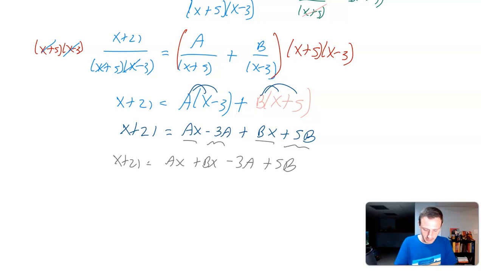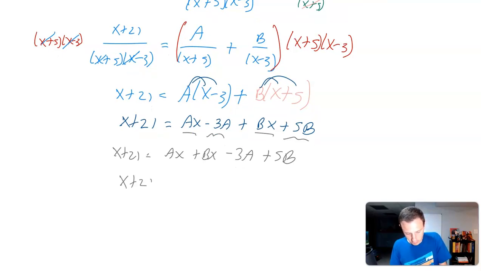So then from here, we can factor out the x from that term. So x plus 21 equals x times (a plus b), or (a plus b)x. It doesn't matter where you put the x. And then we just have minus 3a plus 5b here.